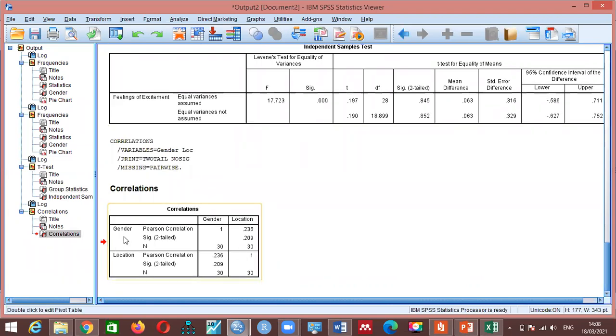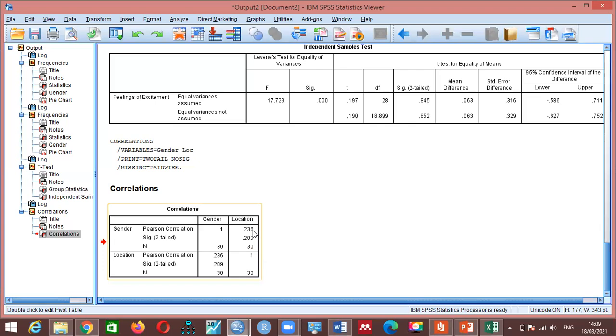Great. So what does this tell us? Here we have gender correlating against gender, which is 1. Now gender correlating with location gives us 0.236. Remember that the correlation R is expressed in percentage, although it comes up as a decimal. When you want to interpret it, you interpret it as a percentage. So this tells us that the relationship between the gender and where the students are residing is 23.6%. If you change 0.236 to percentage, it gives you 23.6%.